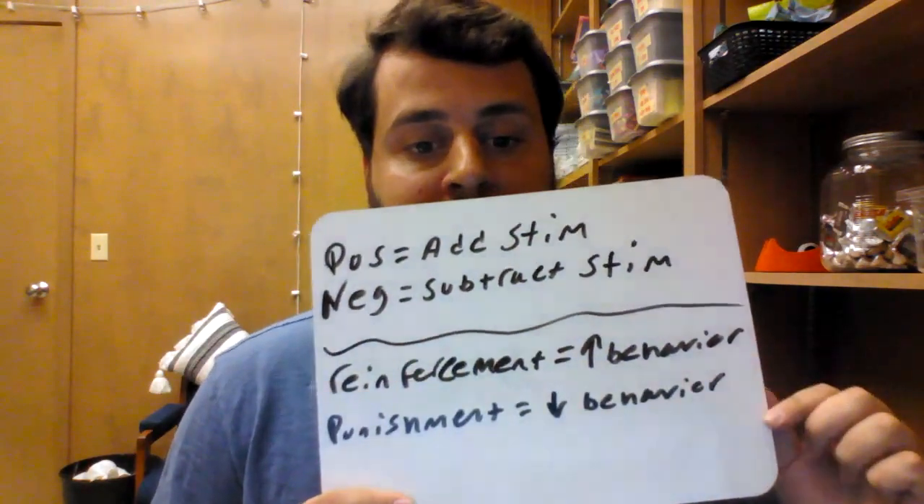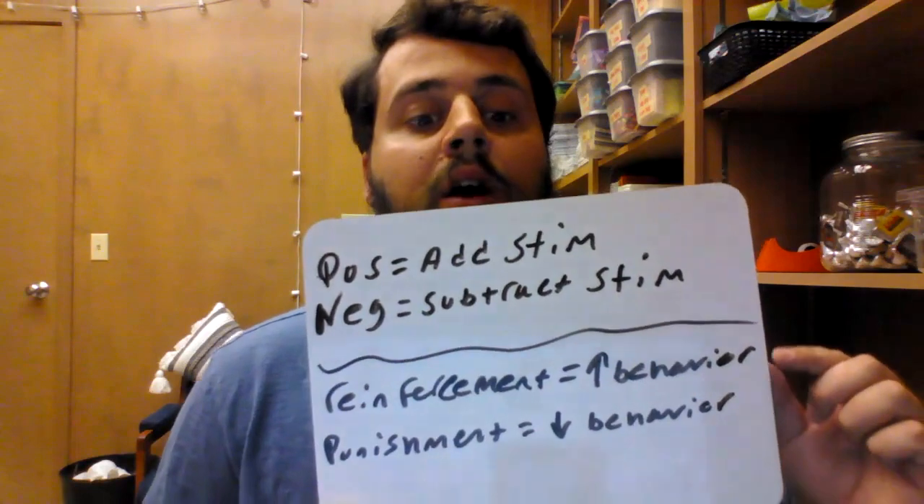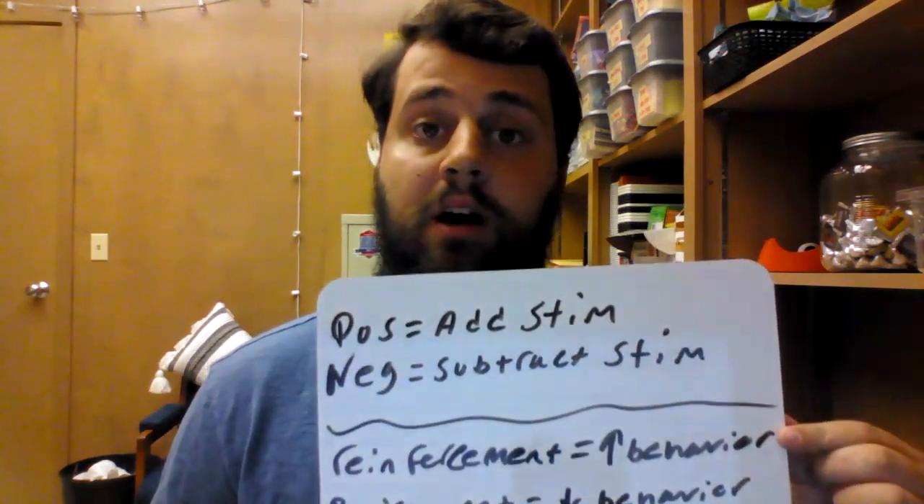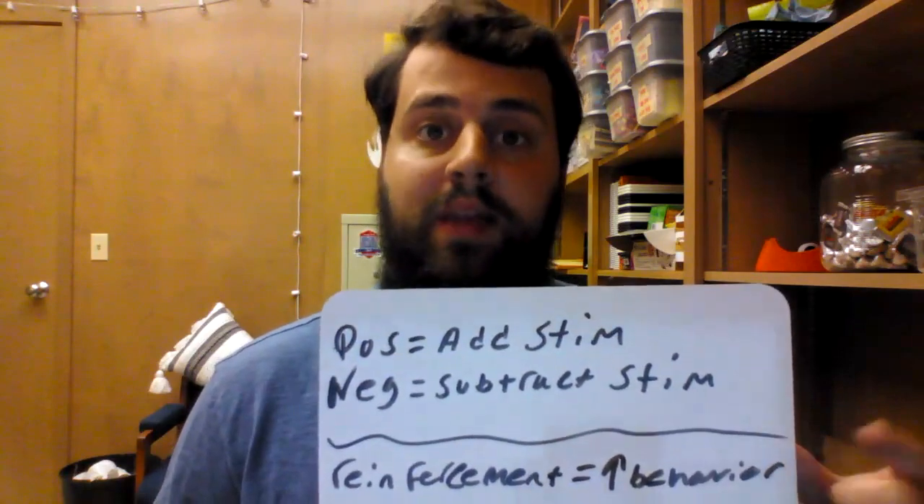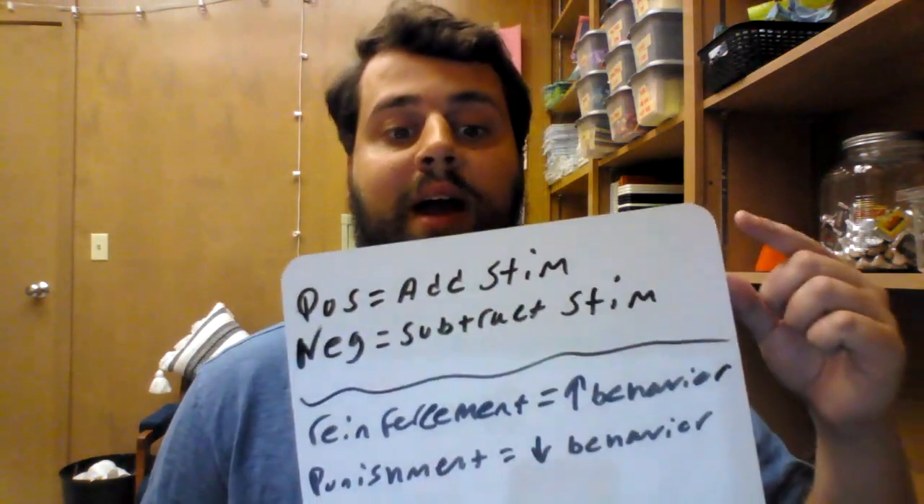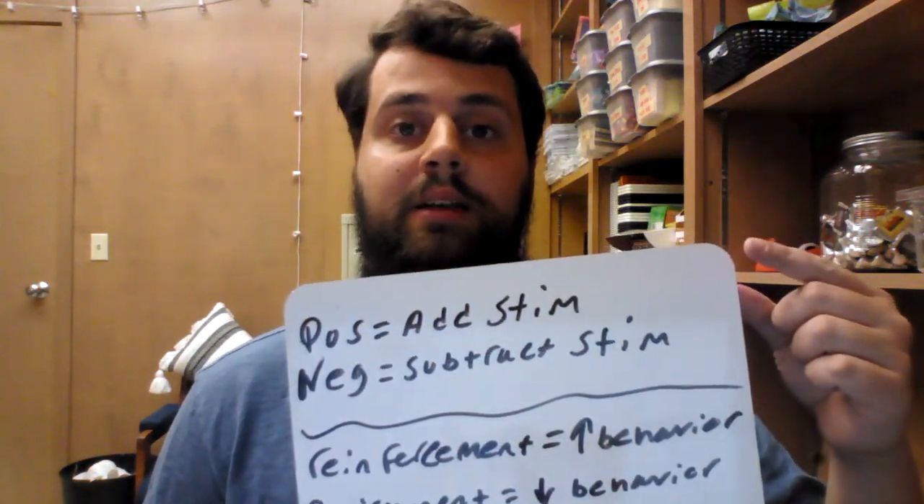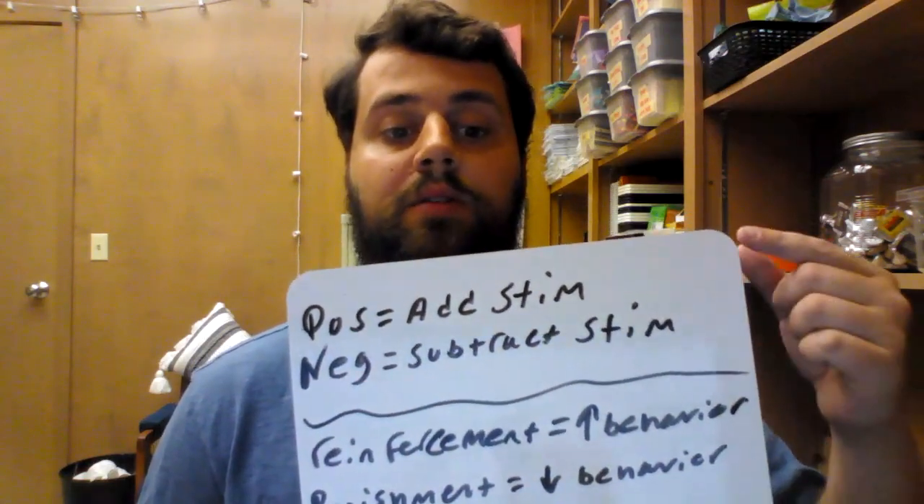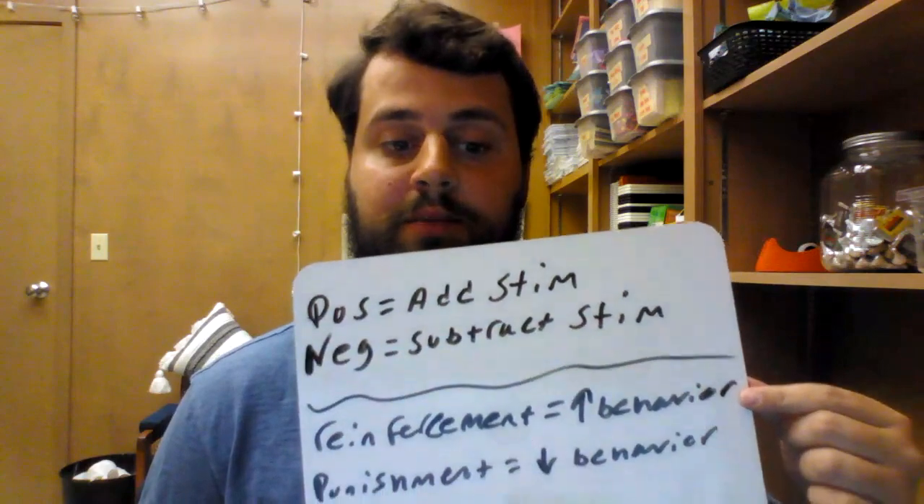Looking at reinforcement and punishment, however, reinforcement is done when the behavior is wanted to increase. So the behavior of that dog coming in when you call it, you want that behavior to increase. You add a positive stimulus, so you add the dog treat, rewarding this behavior. So the added stimulus leads to increased behavior.